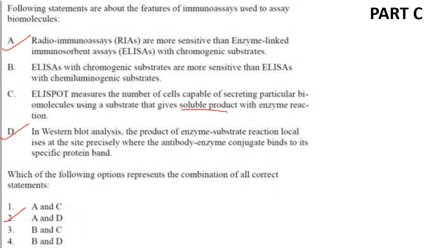B: ELISAs with chromogenic substrate are more sensitive than ELISAs with chemiluminogenic substrate. It is the other way around. That is, ELISAs with chemiluminogenic substrates are more sensitive than ELISAs with chromogenic substrates.